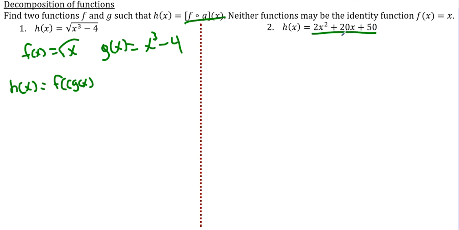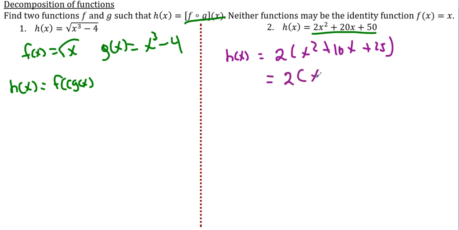Now, let's take a look at this one. So what we have here is I'm going to go ahead and factor out a 2. So I have h of x is equal to 2 times x squared plus 10x plus 25. And I see a perfect square trinomial, easily factorable. What times what is 25 and adds together to 10? That's just going to be x plus 5 squared. So that's equal to 2 times x plus 5 squared. If I were to call this x and call this x squared, basically, I can have f of x is equal to 2x squared. That means g of x will equal x plus 5.